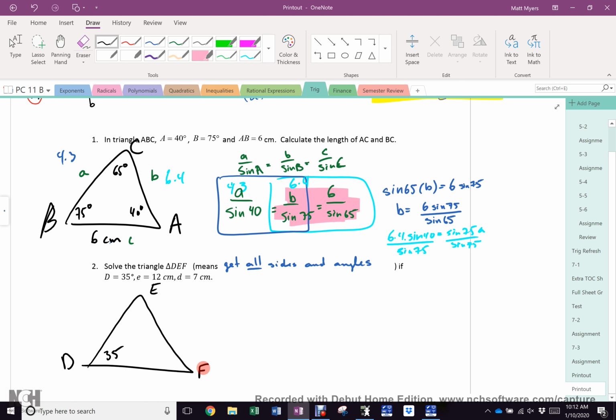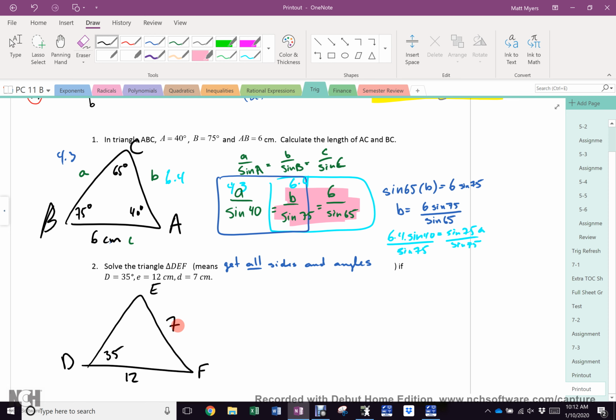What else do we know about this triangle right now? We know two of the side lengths. Yes, which two do we know? Lil e, which is what? 12. And Lil d, which is what? Right now, 7. Now, I need all the rest of the information, yes?